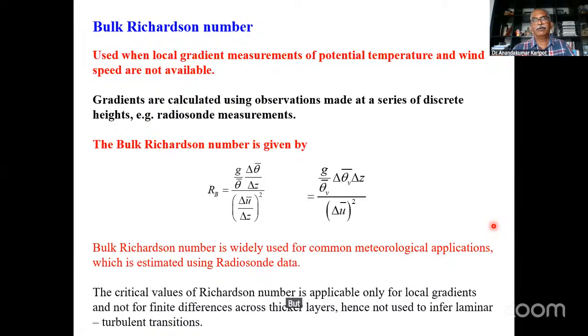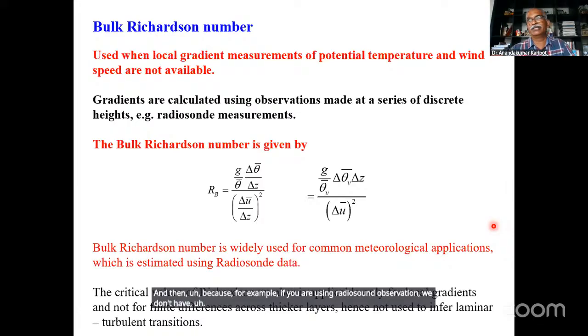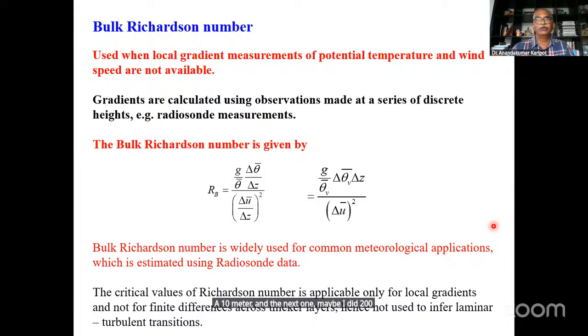But we may not always have that with the measurements, as well as in the numerical models. For example, if you are using radiosonde observations, we don't have very closely spaced observations. One observation may be at 10 meters and the next one may be at 200 meters, so we cannot use those to calculate the local gradient. In that case, we make use of the bulk gradients and then calculate the Richardson number. So that is the bulk Richardson number.